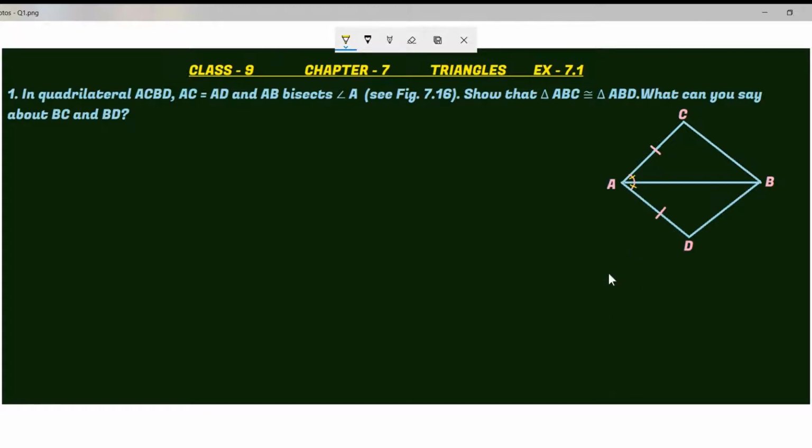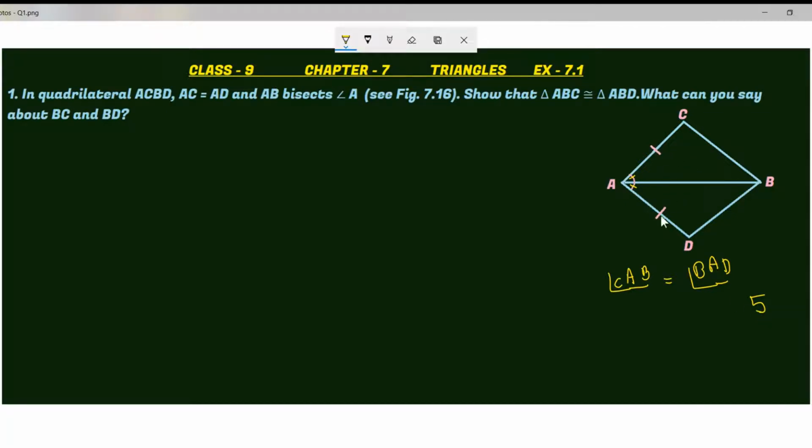Angle CAB is equal to angle BAD. These two are equal. We have to prove triangle ABC is congruent to ABD. To prove these two triangles are congruent to each other, we are going to use the congruence law. We can see there are 5 congruence laws. First we'll see the figure here.